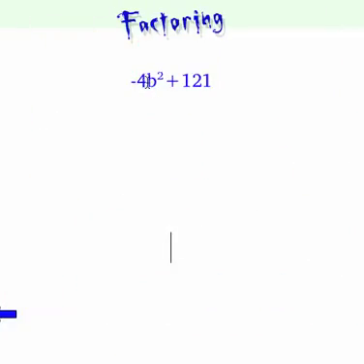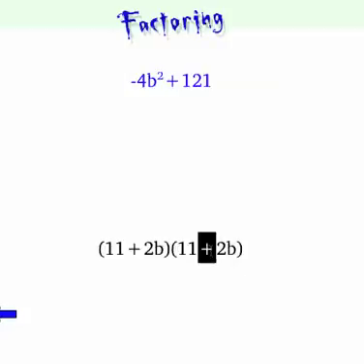Here we don't have a common term. We have a negative first. If you want, you can factor out that negative. I'm just going to show you another way of doing it. It's still difference of squares. So I could switch the 121 and the negative 4b squared. So I can put the 121 first, and then the square root of 121 is 11. The square root of 4b squared is 2b. So 11 plus 2b, and then 11 minus 2b. That's still totally legal to do. You could do it that way. You could do 2b plus 11, minus 2b plus 11. Those are all acceptable.